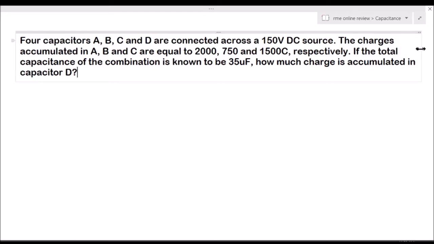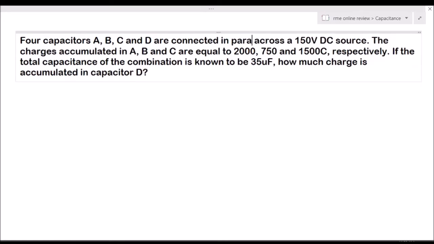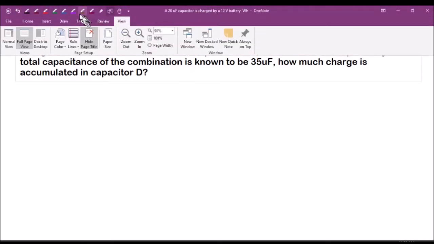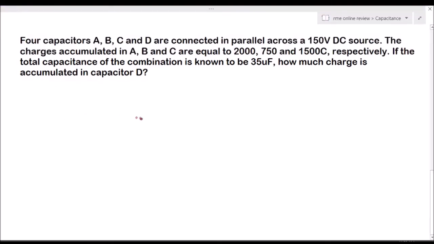So let's just assume that this is a parallel connected capacitor. So let's just check. So they are connected in parallel. That's why I could not picture out the circuit. So they are connected in parallel across a 150 volt DC source. Okay. So we have four capacitors connected in parallel. Okay, solution.